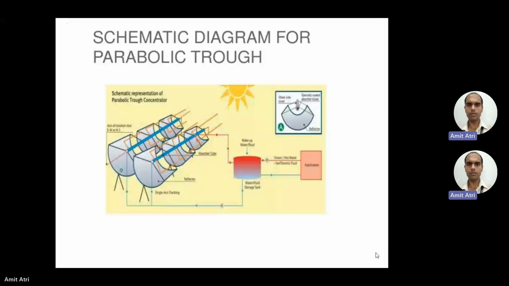Okay, so these surfaces reflect the incident sunlight onto a metallic collector pipe, that is a receiver that runs axially along the trough. These parabolic trough collectors can be connected in series on a common axis. Like these three, they are connected there in the series.